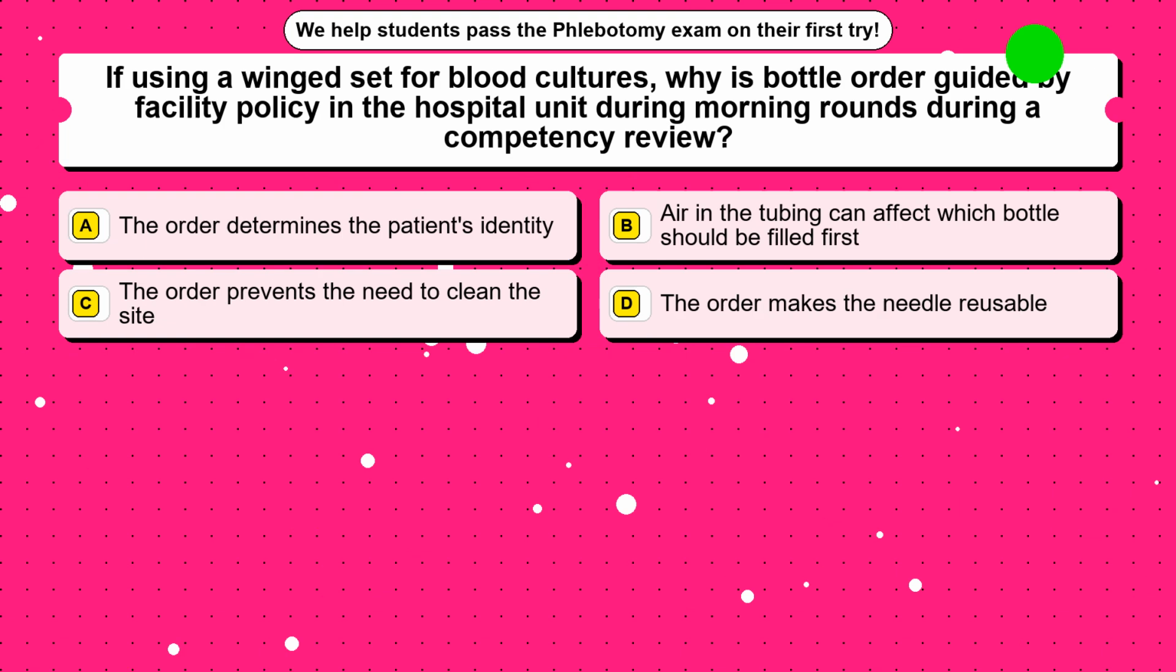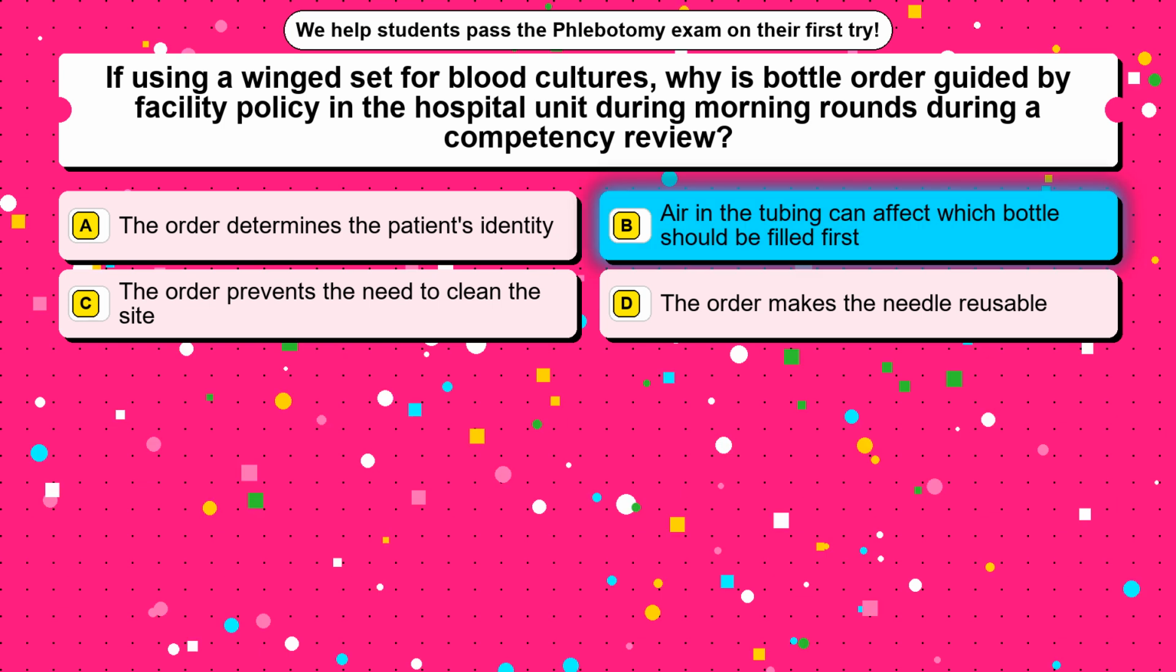Question 53. If using a winged set for blood cultures, why is bottle order guided by facility policy in the hospital unit during morning rounds during a competency review? Option A. The order determines the patient's identity. Option B. Air in the tubing can affect which bottle should be filled first. Option C. The order prevents the need to clean the site. Option D. The order makes the needle reusable.